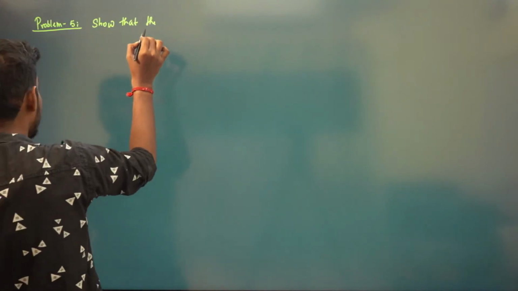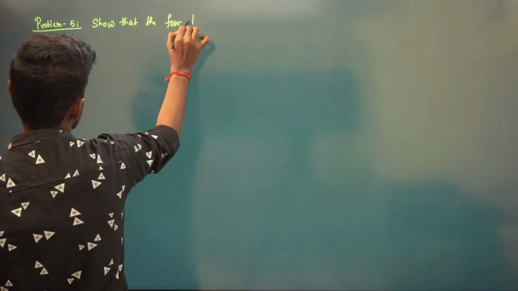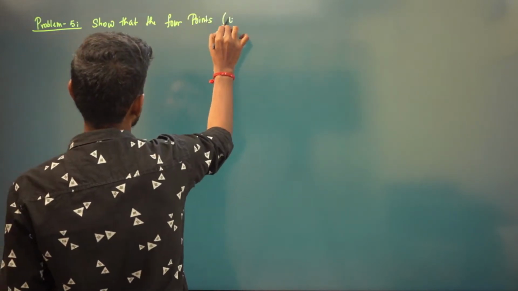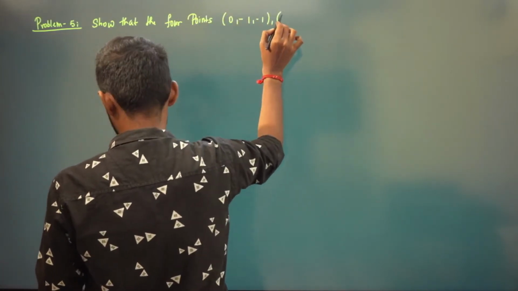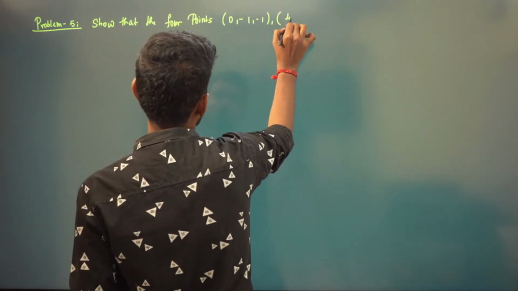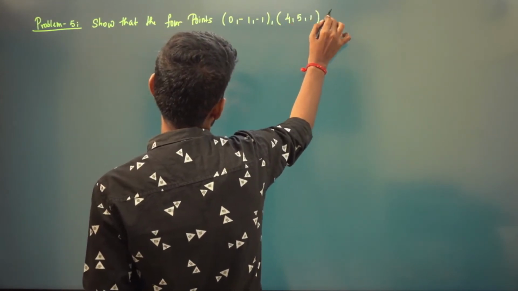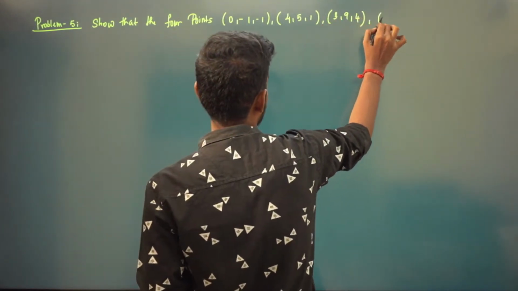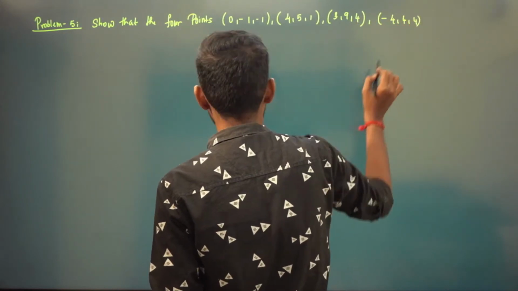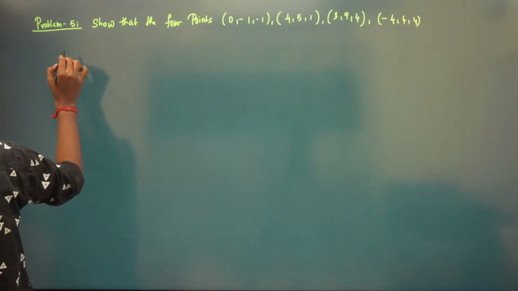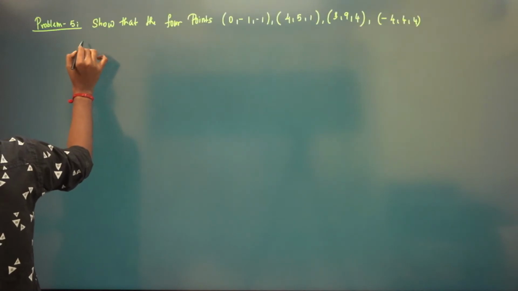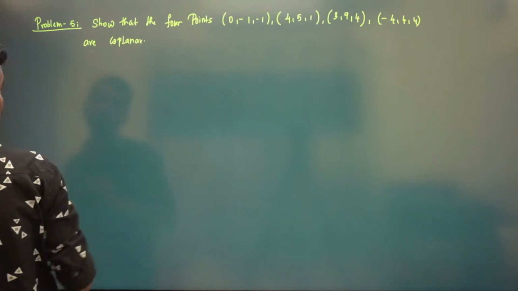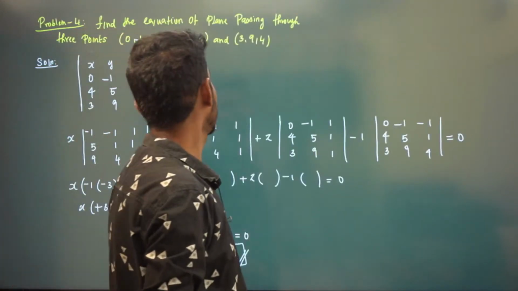Show that the 4 points 0, minus 1, minus 1; 4, 5, 1; 3, 9, 4; minus 4, 4, 4 are coplanar. So we need to show that these points are coplanar.